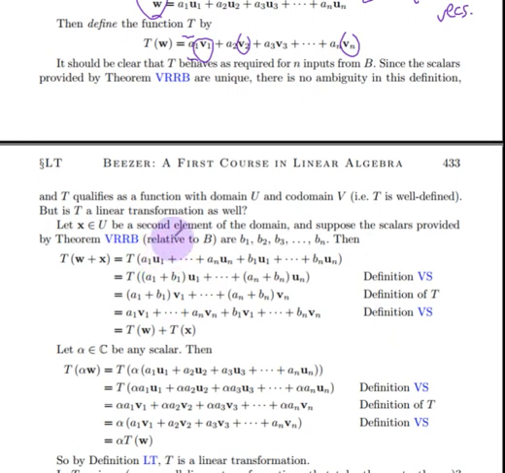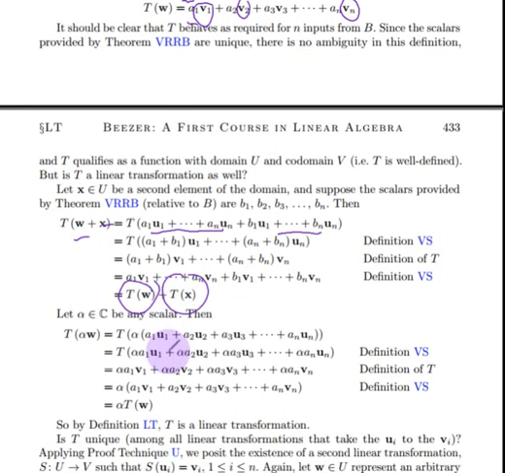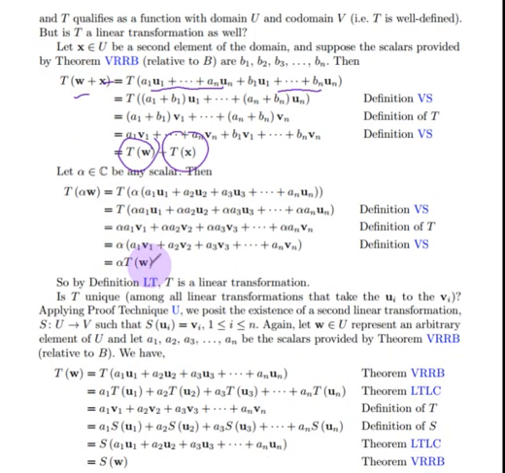Then you can go ahead and show that this function is in fact linear. T of w plus x equals T of w plus T of x. You write w as a combination of basis vectors. You write x as a combination of basis vectors. You use your properties of basis vectors and properties of addition of vectors in the vector space to show that we get the linearity of addition, and similarly for linearity of scalar multiplication.